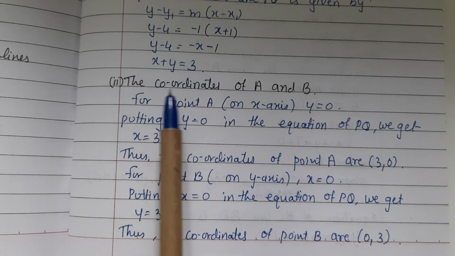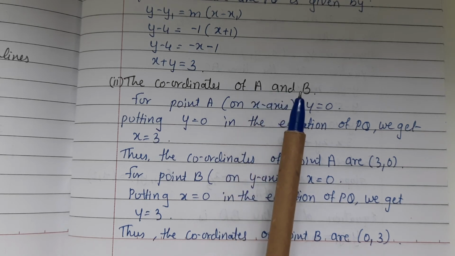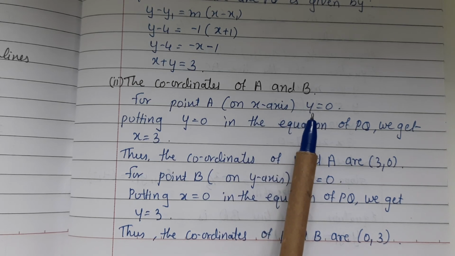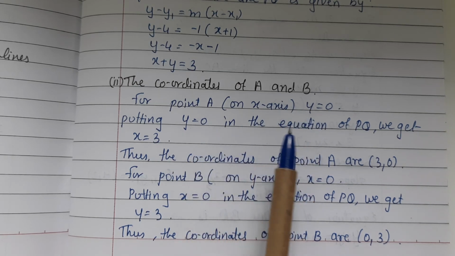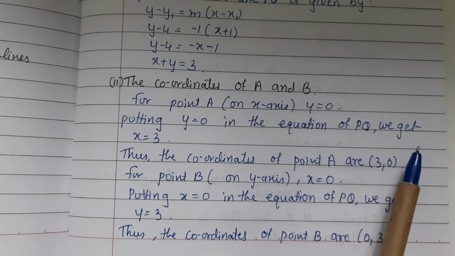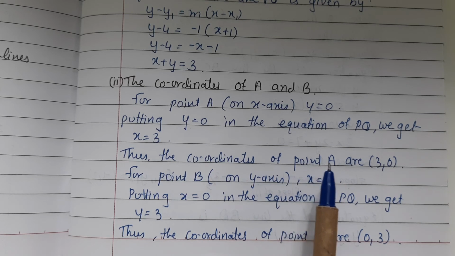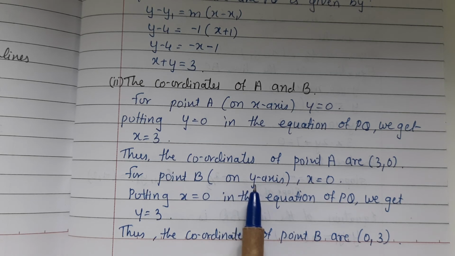Second part, the coordinates of A and B. For point A on the x-axis, put y equal to 0. Putting y equal to 0 in the equation of PQ, we get x equal to 3. Thus, the coordinates of point A are 3, 0. For point B on the y-axis, put x equal to 0. Putting x equal to 0 in the equation of PQ, we get y equal to 3. Thus, the coordinates of point B are 0, 3.